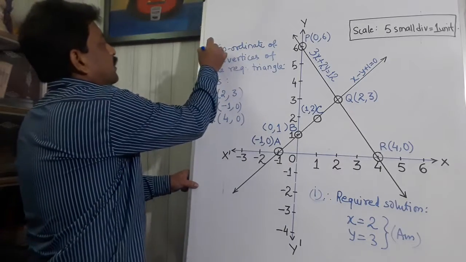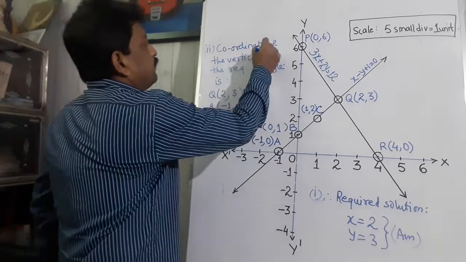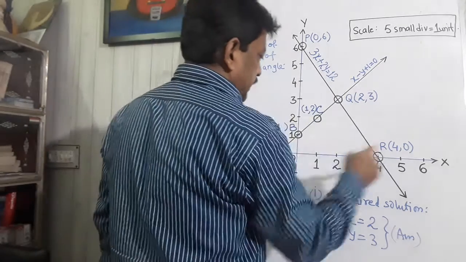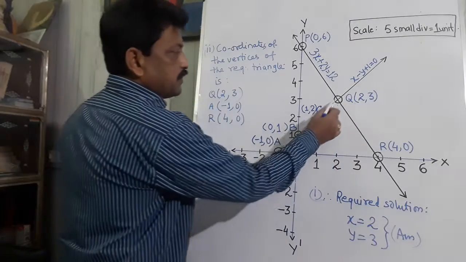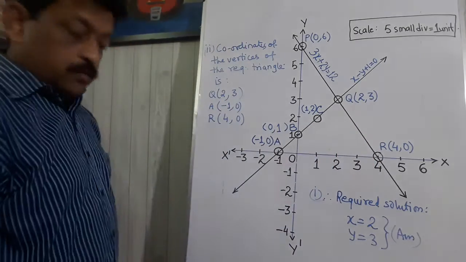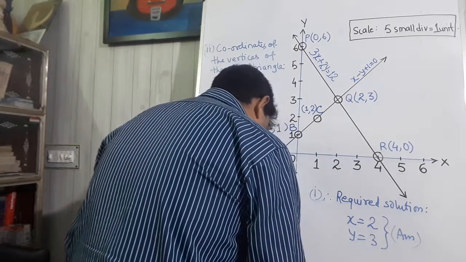This is the second part of the question, to write down the coordinates or the vertices of the triangle formed by these two lines and the x-axis. This is the triangle formed, QAR. Okay. One more question is there in this part.